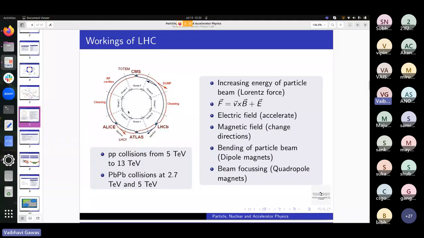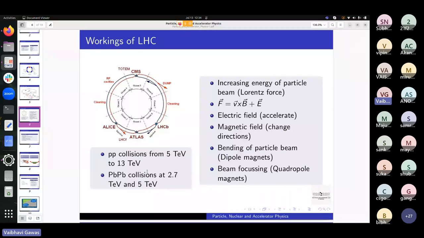At the LHC, there are mainly three types of collisions that are conducted. One is the proton-proton collisions, and this happens at energies of about 5 TeV, then 7 TeV, and finally approximately 13 TeV. The other is the lead-lead collisions at 2.7 and 5 TeV, and in between you also collide proton with lead, then it's proton-lead collisions at somewhere about 8 TeV.